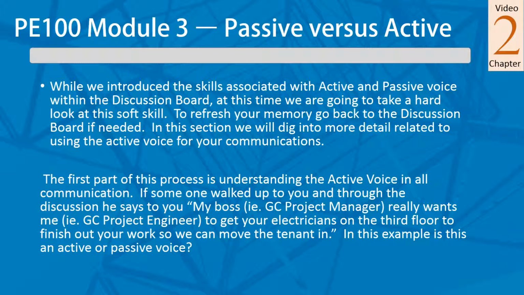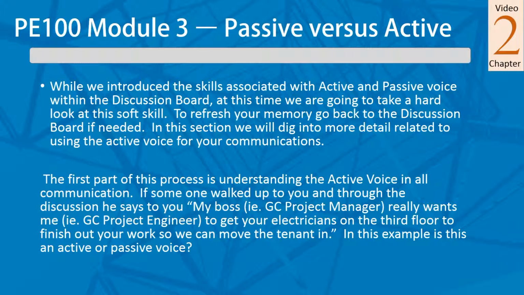And the first part of this process is understanding the active voice in all communication. So if somebody walked up to you and says, "Hey, my boss really wants me to get your electricians on the 3rd floor to finish out your work so we can move the tenant in." Okay, so we know his boss is probably the project manager for the GC, and he's a project engineer just like you are. And he's asking you on behalf of this project manager to get your electricians onto the 3rd floor to finish out your work.